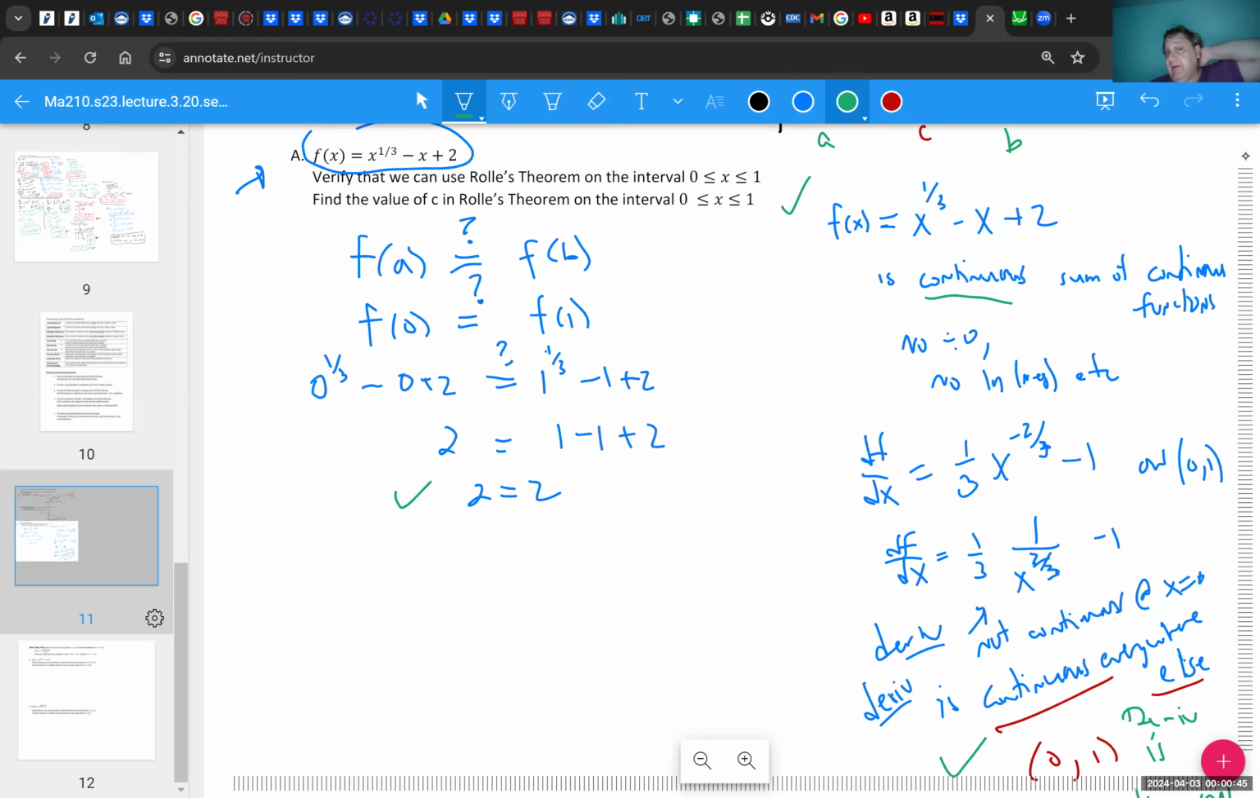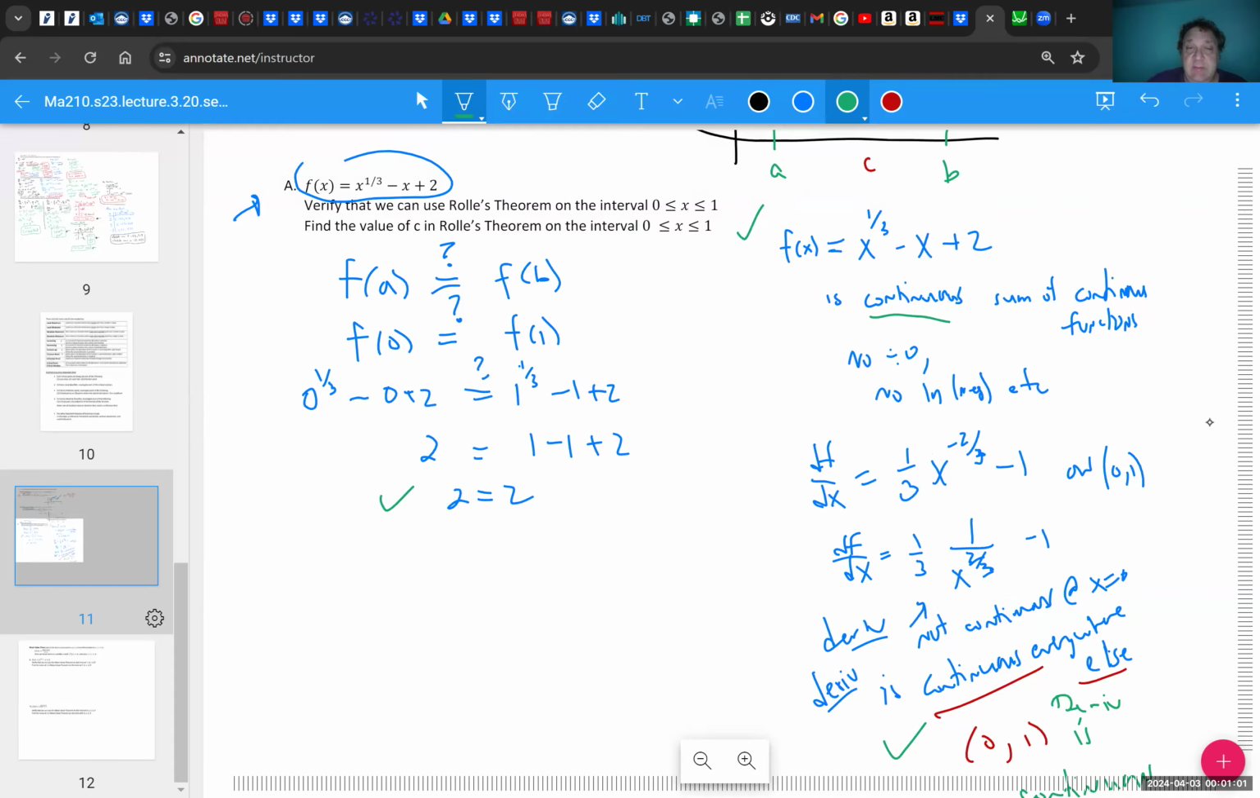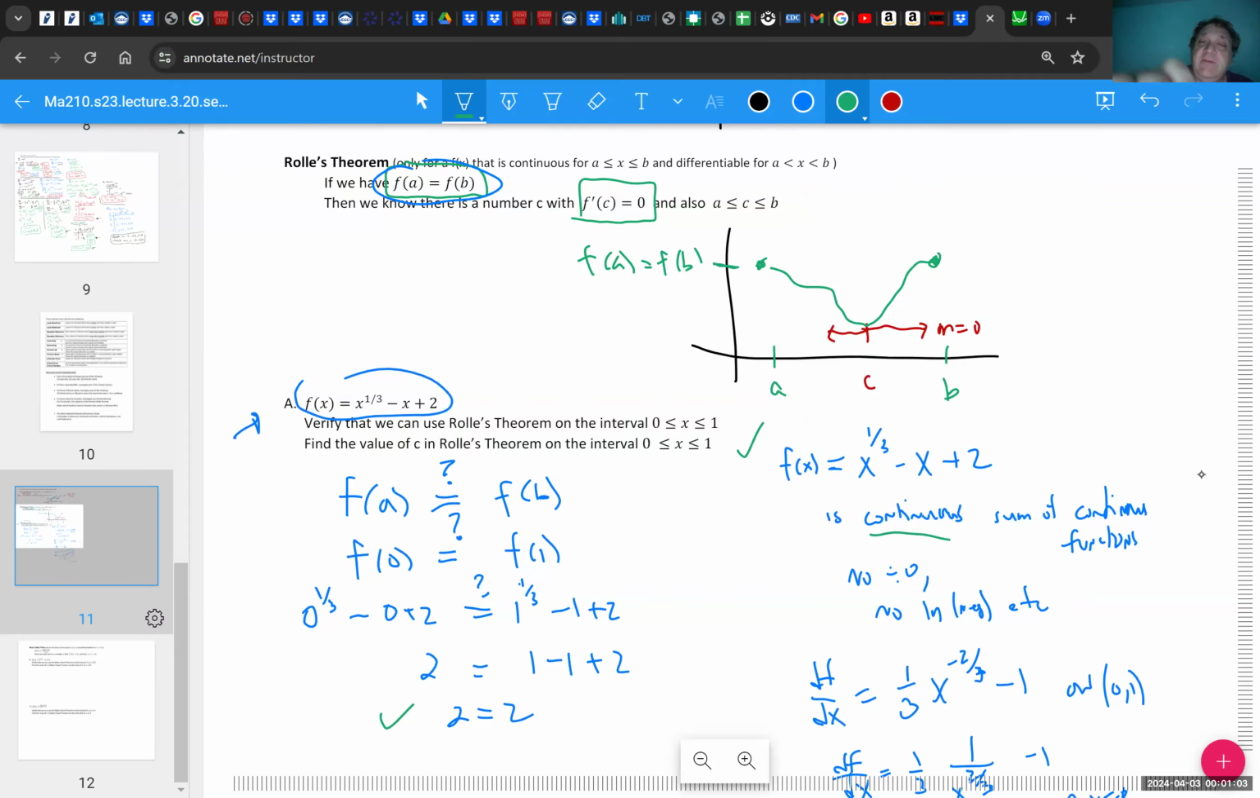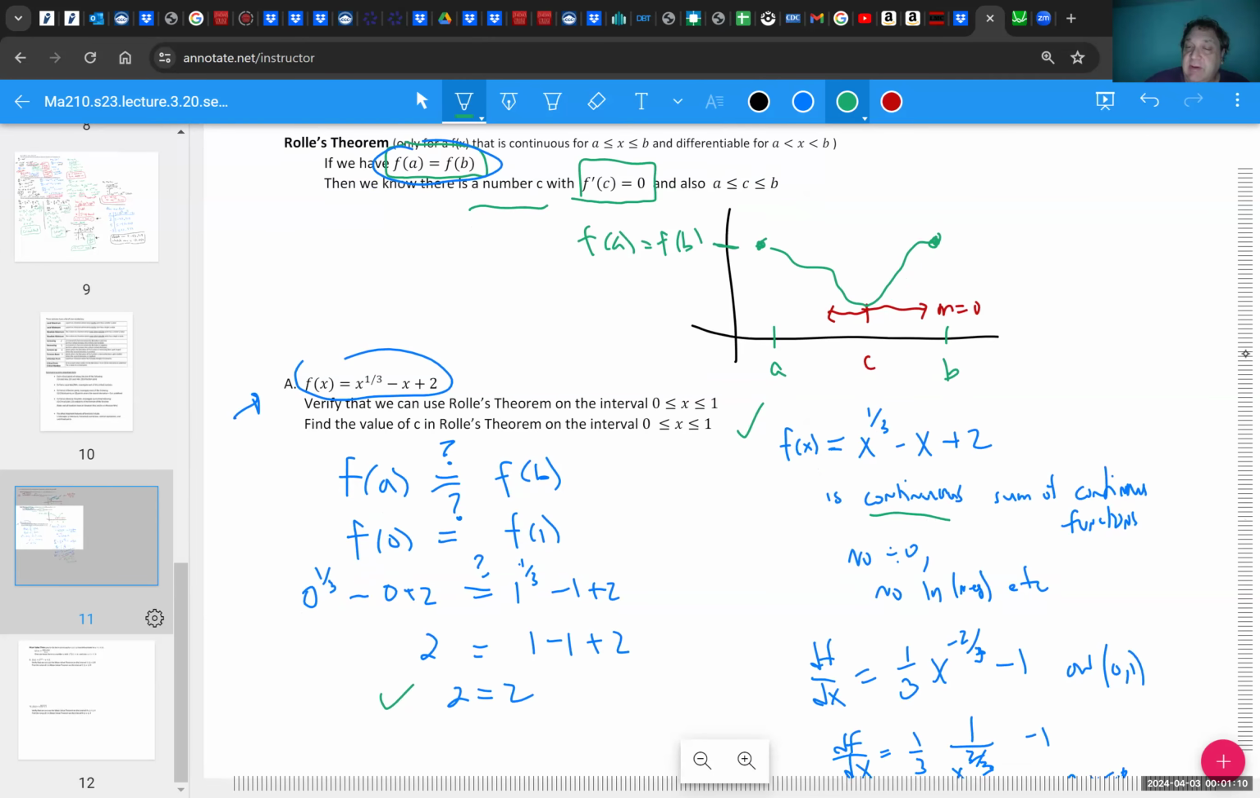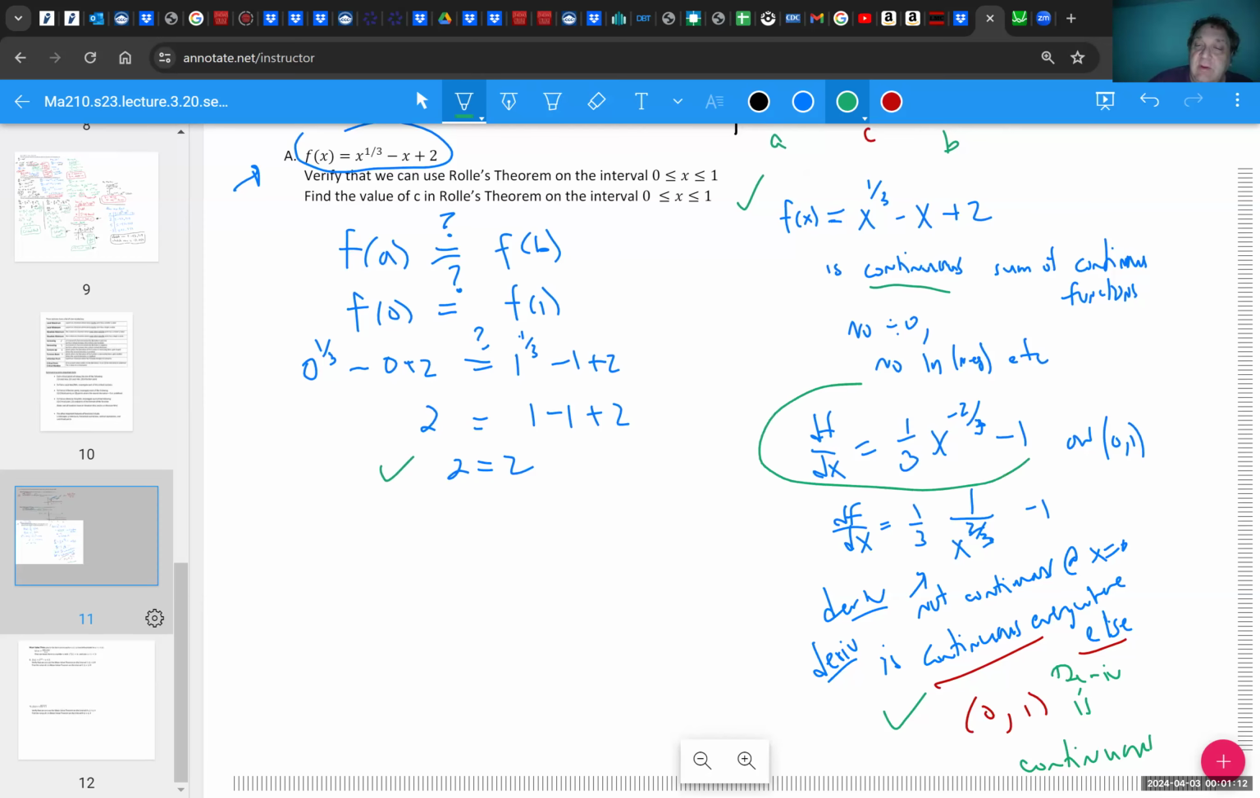So we're supposed to verify that we can use Rolle's theorem. We verified the function is continuous. We verified the derivative is continuous. We verified that f of A and f of B are the same. All right, so now we're allowed to use Rolle's theorem. So what does Rolle's theorem say that we do with it? We're going to find a number c where the derivative at c is equal to 0. Well, we know what the derivative is. We just found it. It's over here. This is the derivative. So we know there's a value of c where we could plug it in and find that it's equal to 0.